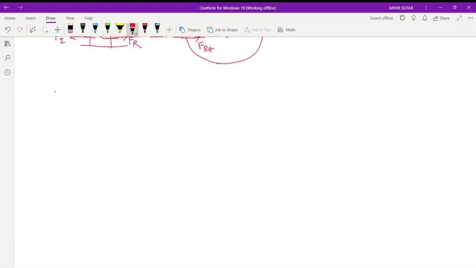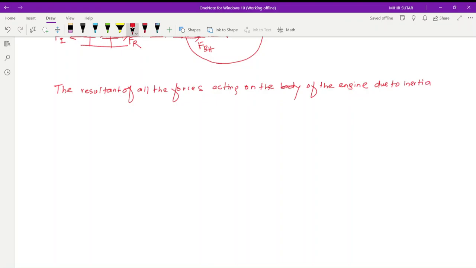So we can write the resultant of all the forces acting on the body of the engine due to the inertia forces only is called unbalanced force. Unbalanced force.